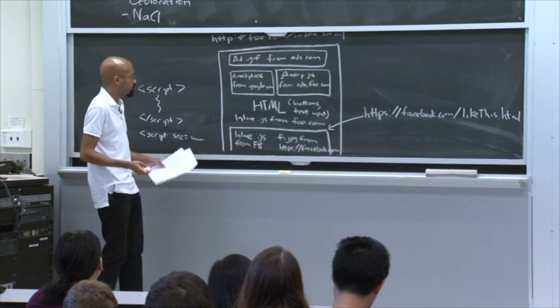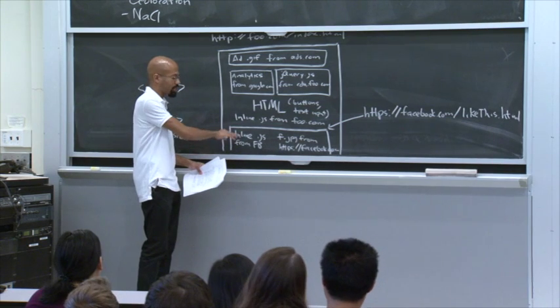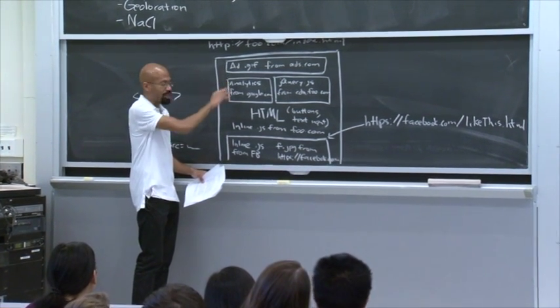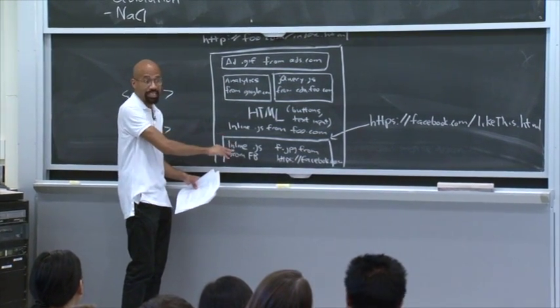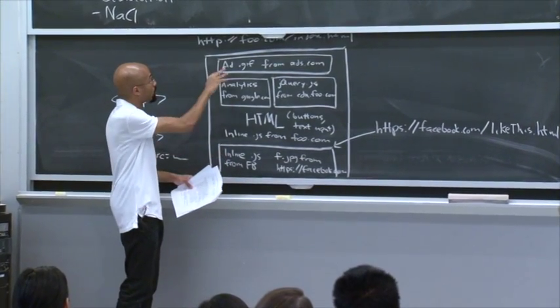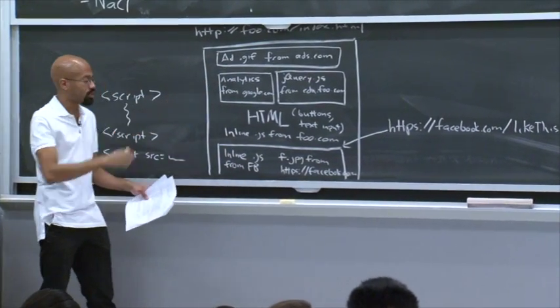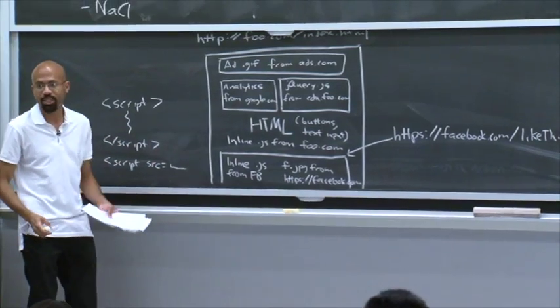Another question too is, what's the relationship between this Facebook frame here and the larger frame? The Facebook frame is HTTPS, secure. Foo.com is HTTP, non-secure. So how should these two things be able to interact?